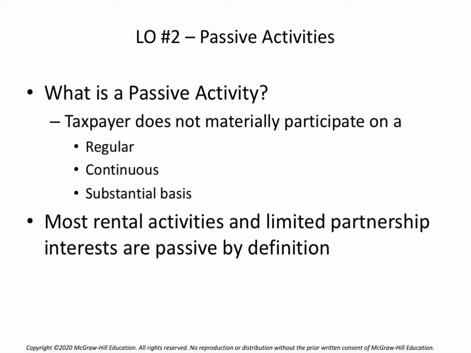So learning objective 2, passive activities. So what is a passive activity? Here it's going to be where the taxpayer does not materially participate on a regular, continuous, or substantial basis. And we're going to see a set of 7 different rules that we're going to take a look at to see whether we can qualify as a material participant.